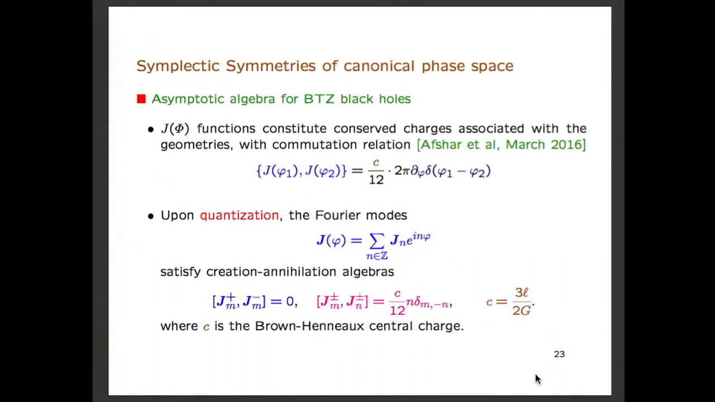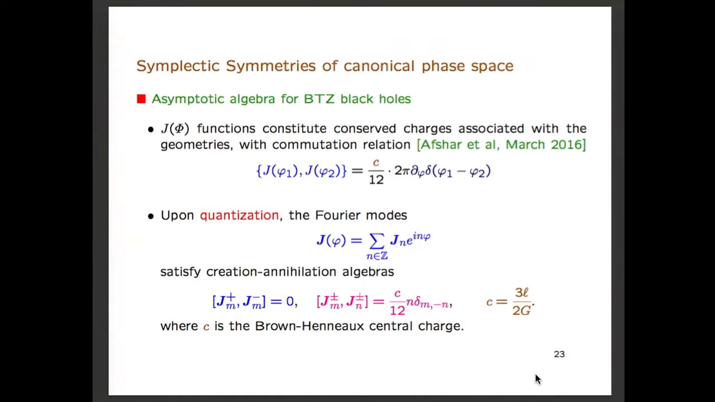You may view this infinite set of solutions as a phase space, actually, in a very precise sense. There's a well-defined symplectic structure in this phase space, and with that you can define symplectic symmetries. These are basically directions on the phase space that keep the symplectic structure intact. And you can define brackets and conserved charges, the symplectic symmetries.